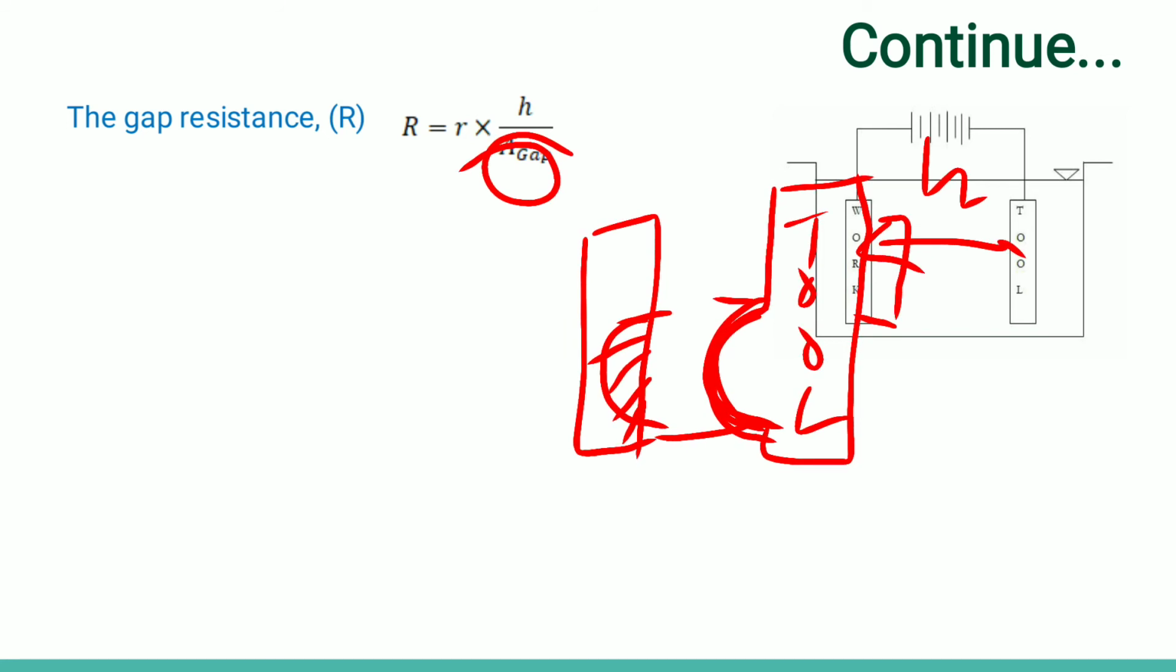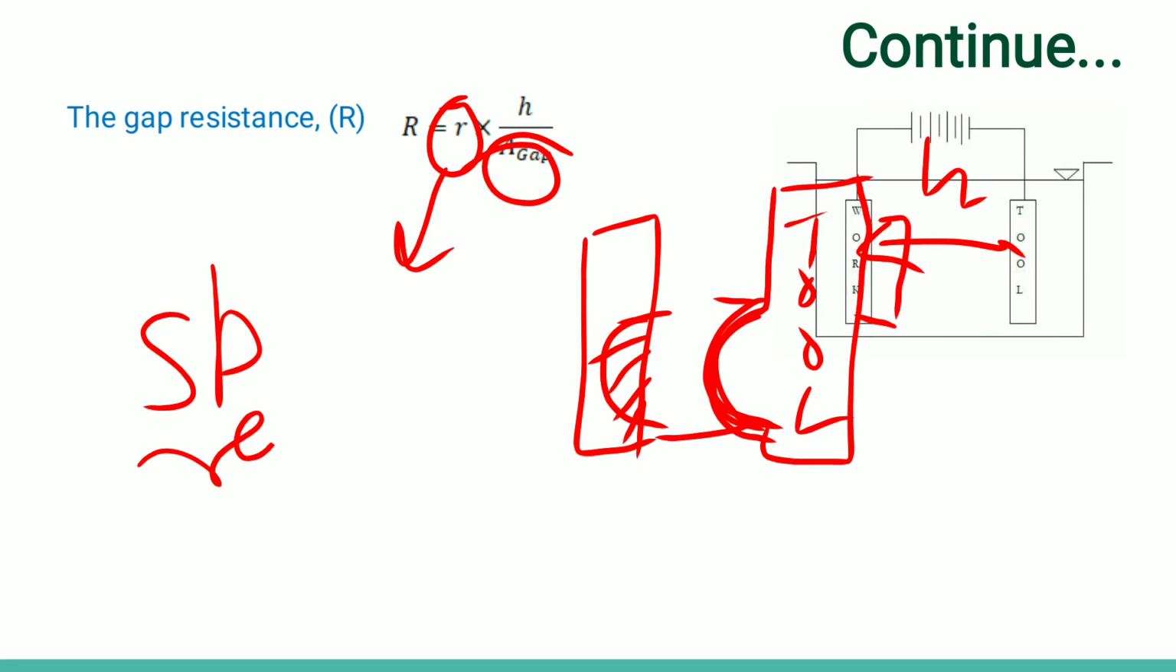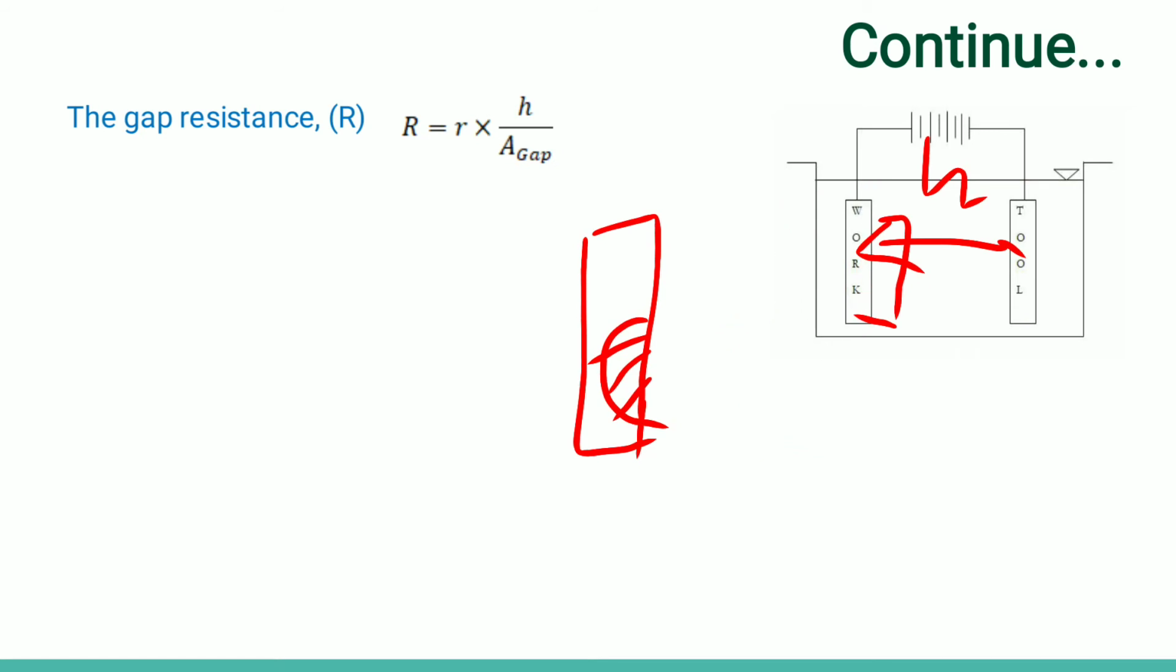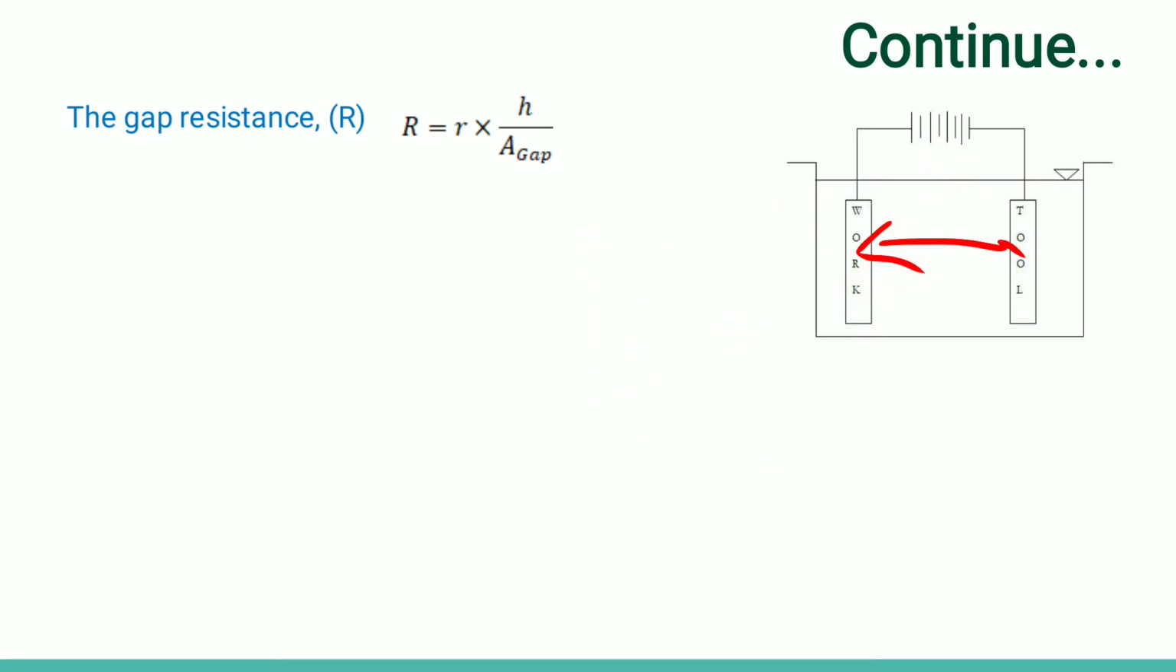So this is basically the surface area, and r represents the specific resistance. Okay. That specific resistance depends on what electrolyte we are using. Okay. So r, small r, is basically a function of the electrolyte, that is specific resistance. H is the gap, minimum gap, and A is the area between the gap, or the surface area, we can say. Okay. So please keep in mind this formula.